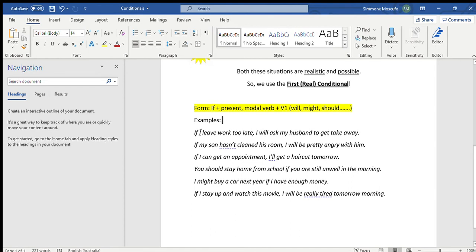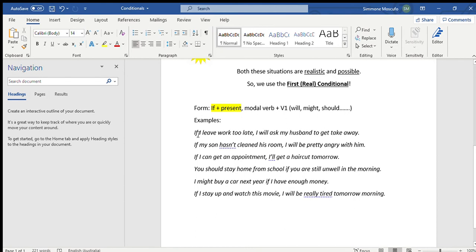So I'm just going to highlight the if clauses in yellow. So for the if clause, we'll use if plus the present. Okay, so we use if plus the present.